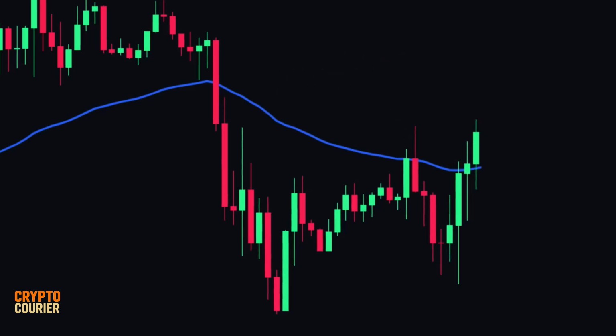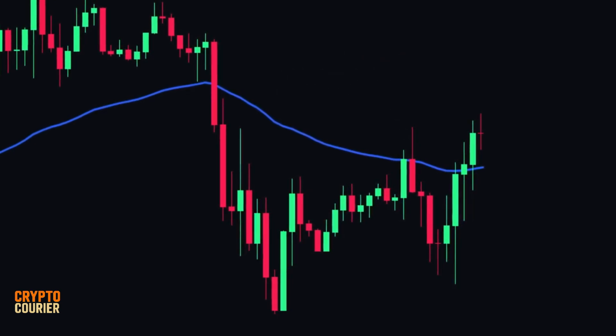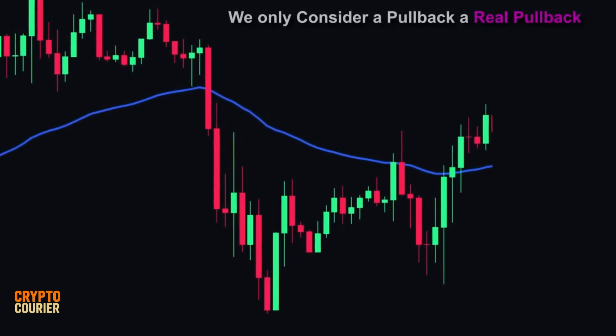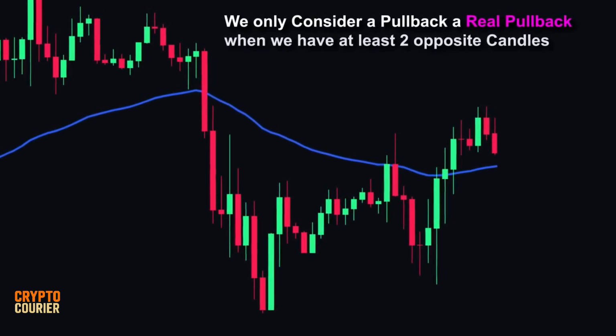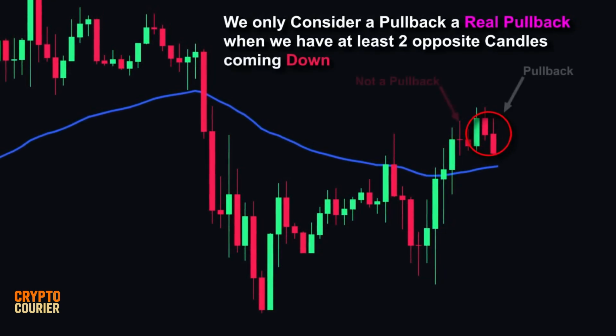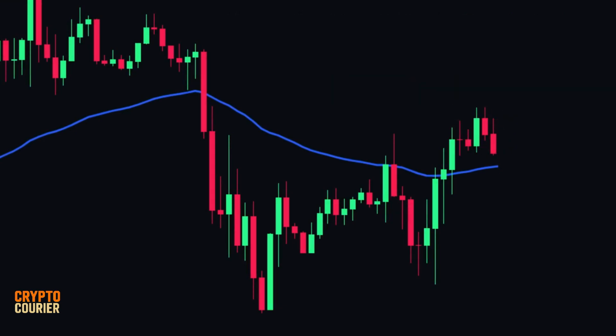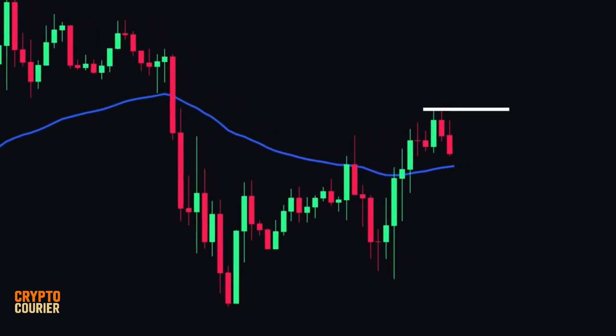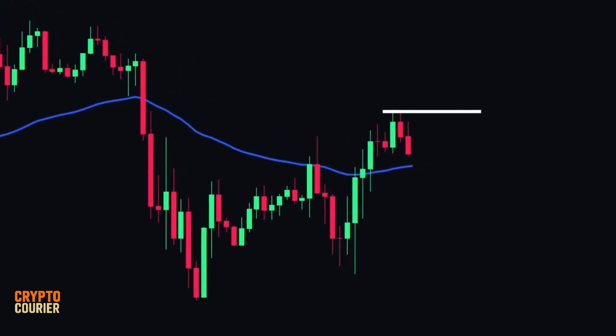A break above the 50 EMA, then we're going to wait for a pullback. However, we only consider a pullback a real pullback when we have at least two opposite candles coming down. So that's two back-to-back red candles after we broke above the EMA. Once we see that happening, we draw a horizontal line at the swing high point before we see that pullback.